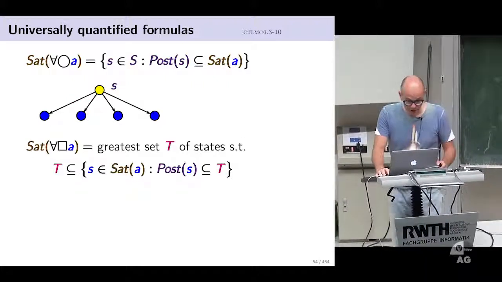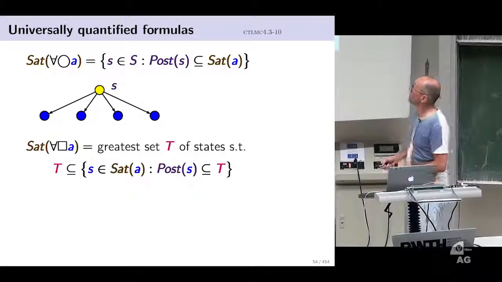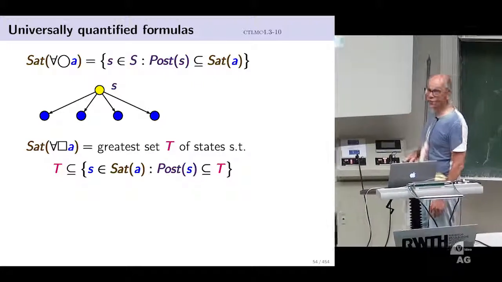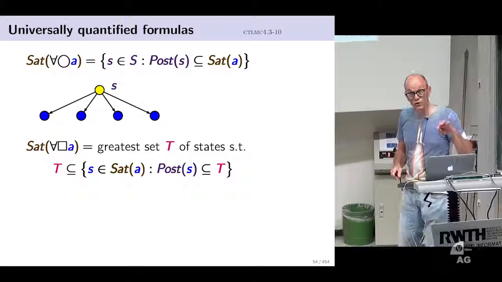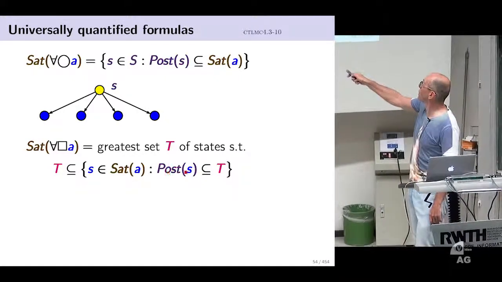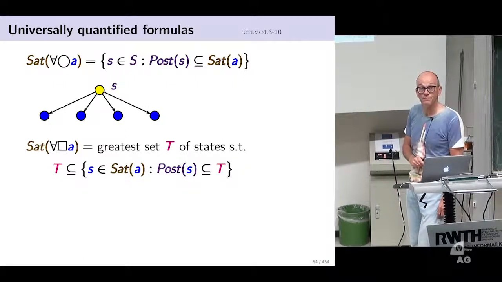So that's the situation. For all box is very similar to existential box. It's the greatest set of states. The difference being that it's not sufficient to have only one transition into T, but you have to require that all direct successors are included in T.